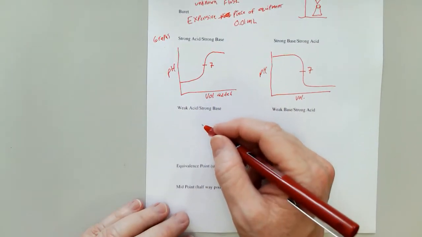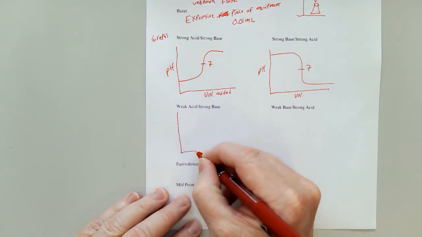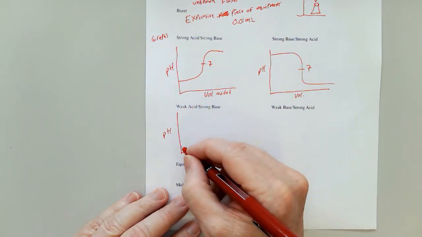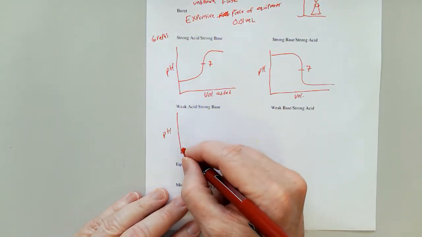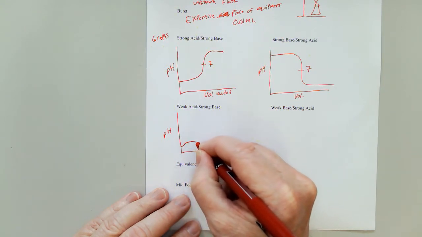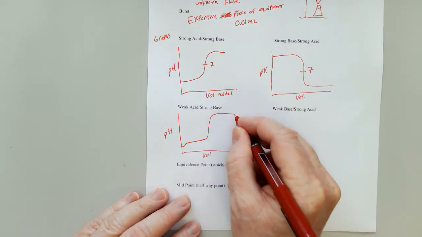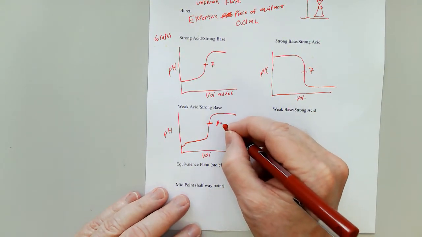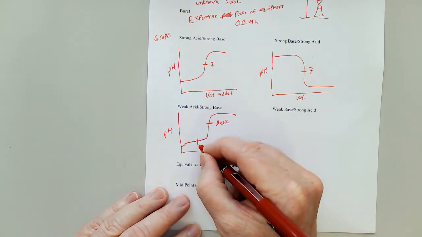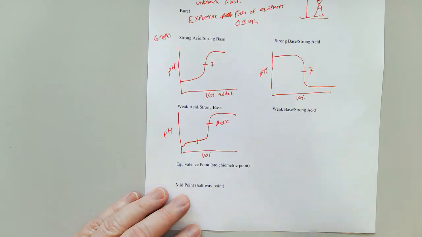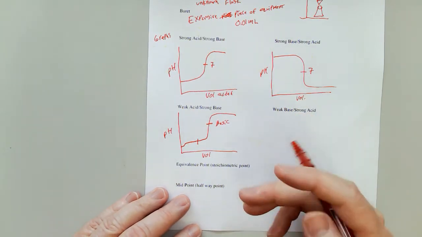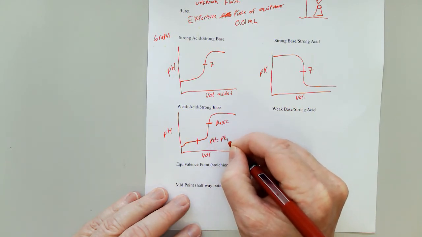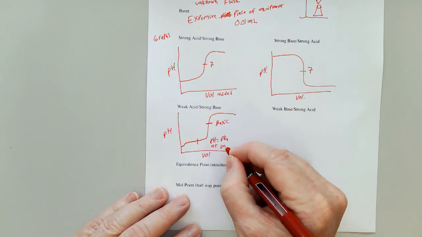Now, weak acid, strong base. What's going to happen is it'll still start low because it's an acid in the flask. It'll pop up and then it will buffer for a little bit and then shoot up like that. And the equivalence point is going to be basic this time. And there will be something here, which some people call the half equivalence point or the midpoint. And the pH is equal to the pKa at the midpoint.